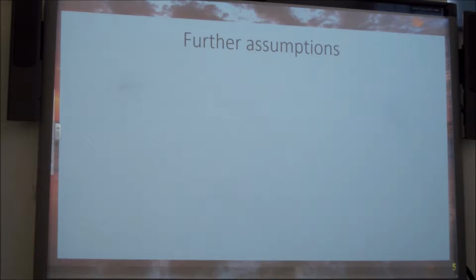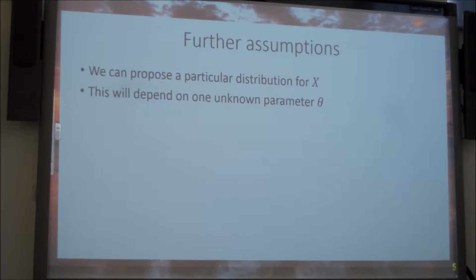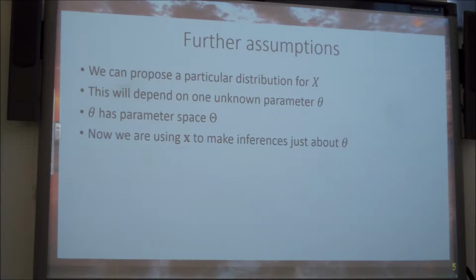So we can also make further assumptions. So we can propose a distribution for x, so give a form for fx. And here this will depend on just one unknown parameter, which we will call theta. The values that theta can take we call the parameter space, so it could be the real line or integers or the positive real line or anything.